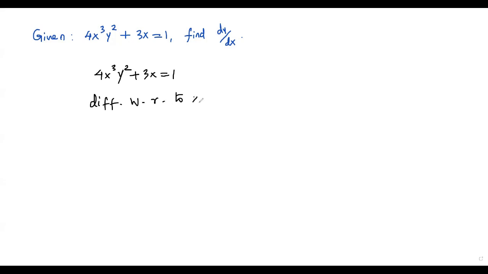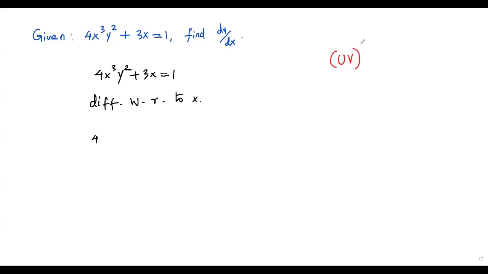Here x cube and y square, both of them are variables, multiplied by the constant. Whenever I want to find the derivative of something where a constant is multiplied by a variable, I have to keep the constant as it is and find the derivative of the variable alone. But here is the product of two variables, so if there is a product of two variables, I have to use the product rule to get the derivative.